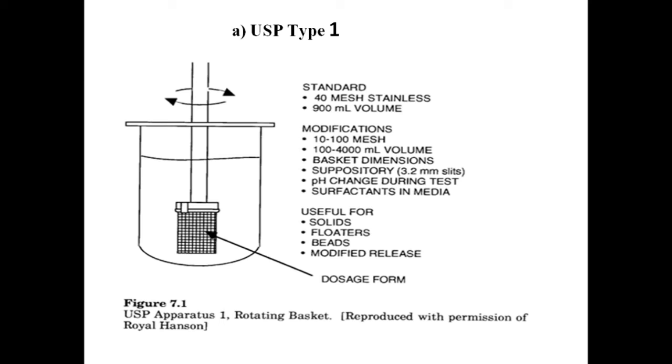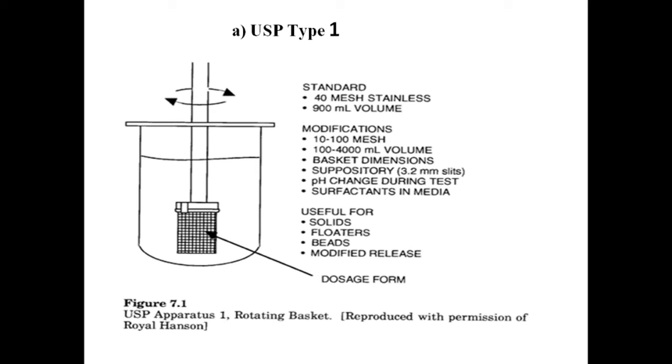USP apparatus type 1 and type 2 are by far the most frequently used for immediate release and most sustained release dosage forms. These types are described in some detail below. USP type 4 is used rather infrequently in the United States but finds more use in the European community. USP types 3, 5, 6 and 7 are much less frequently used, and only a brief description is given below.